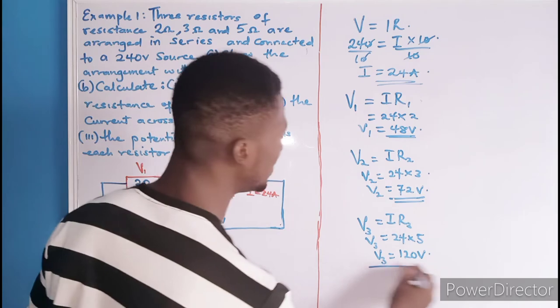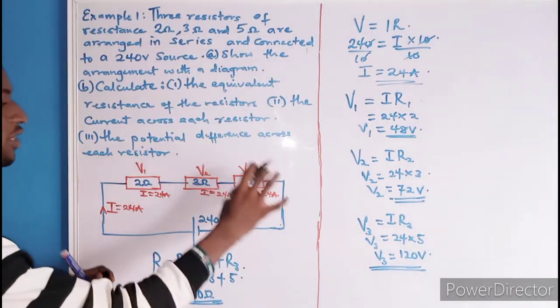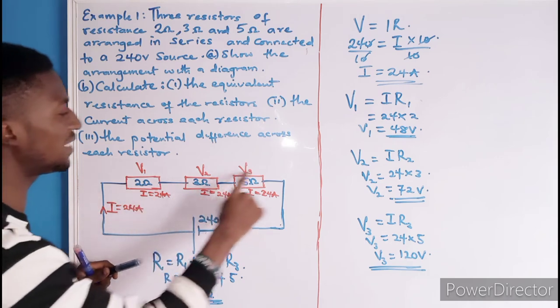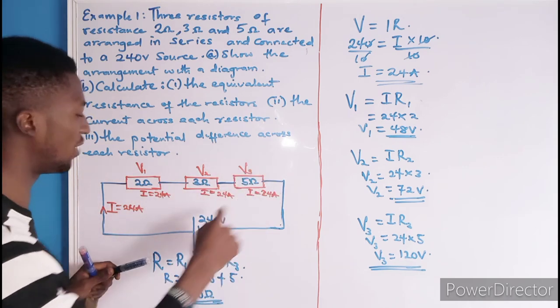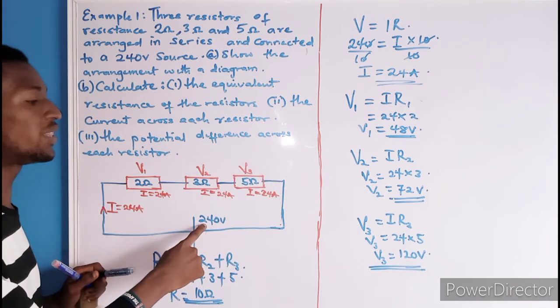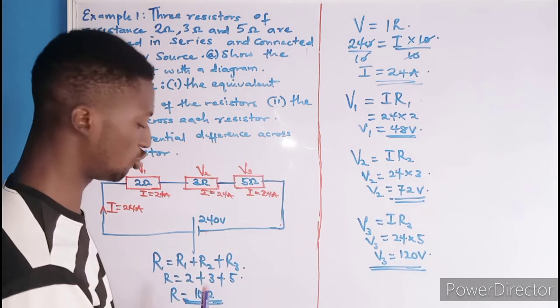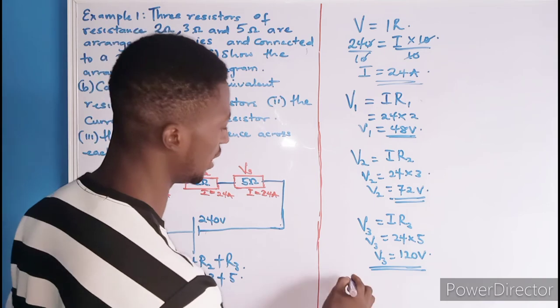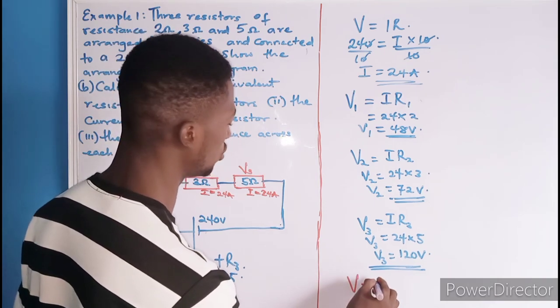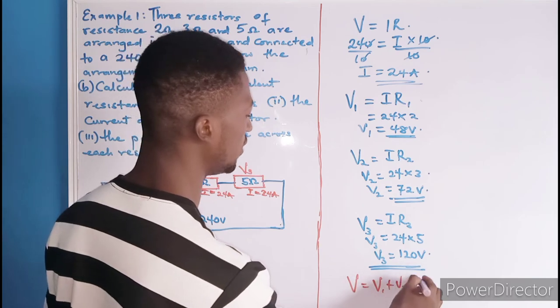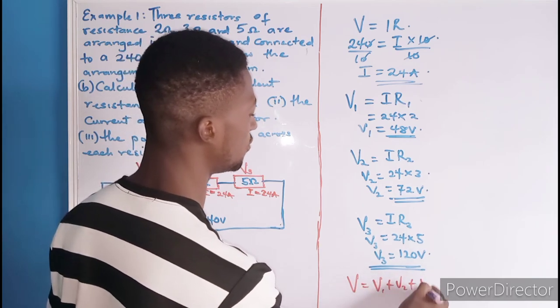Now remember what we said earlier about the arrangement of resistors in series, that the total potential difference generated across each of the resistors is the same thing as the potential difference across the source voltage. Now let's see if that is true. I'll write it with a different marker. So we say that V is equal to what? What we have as V1 plus V2 plus V3.